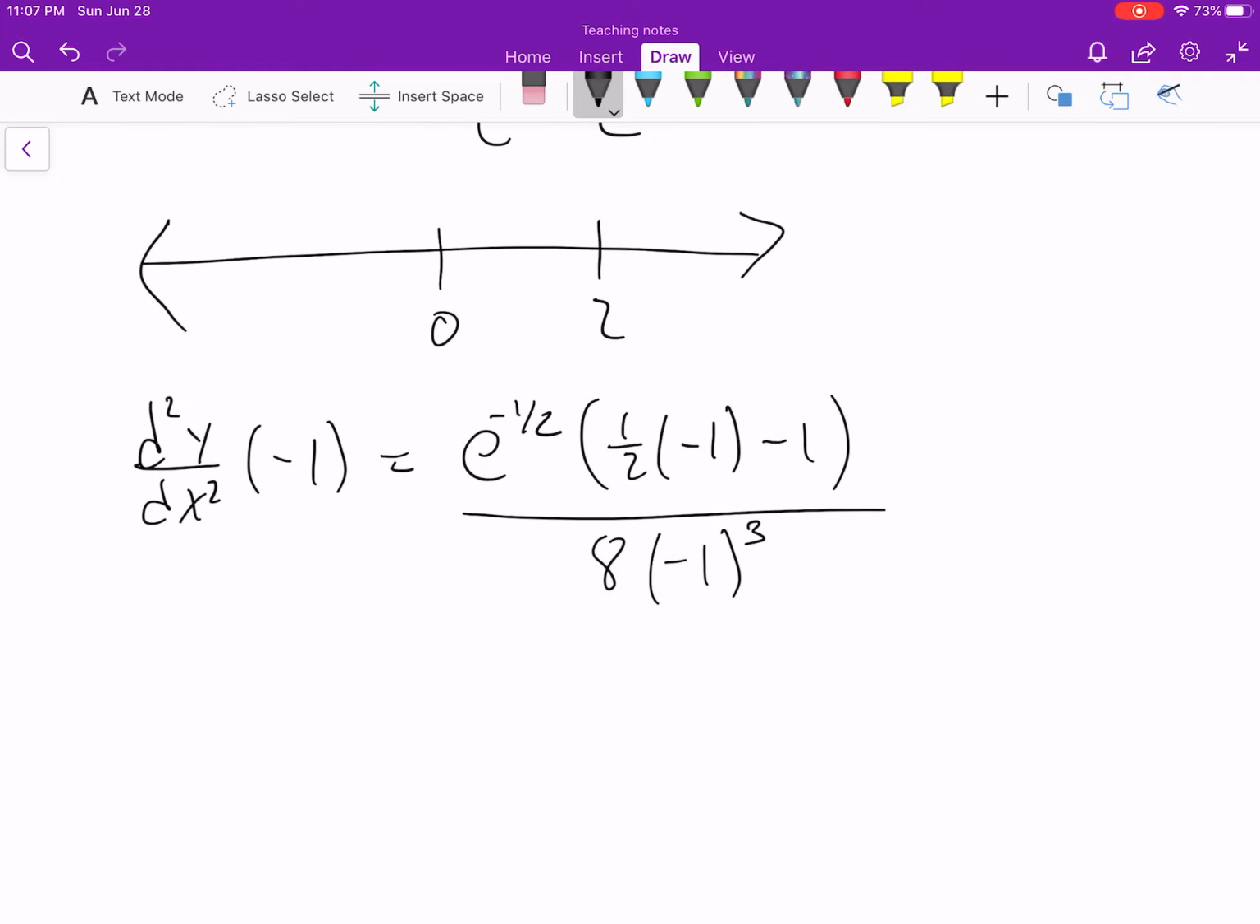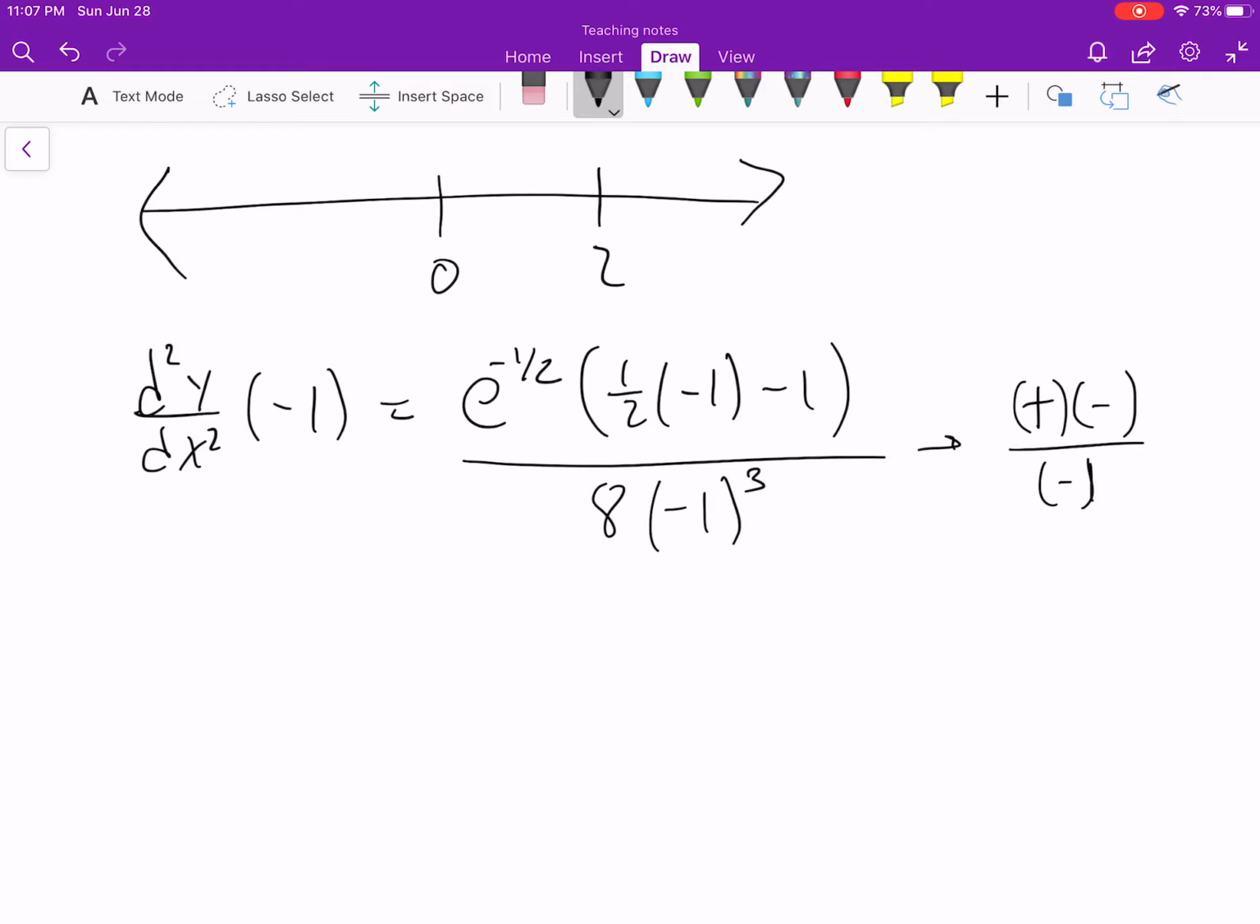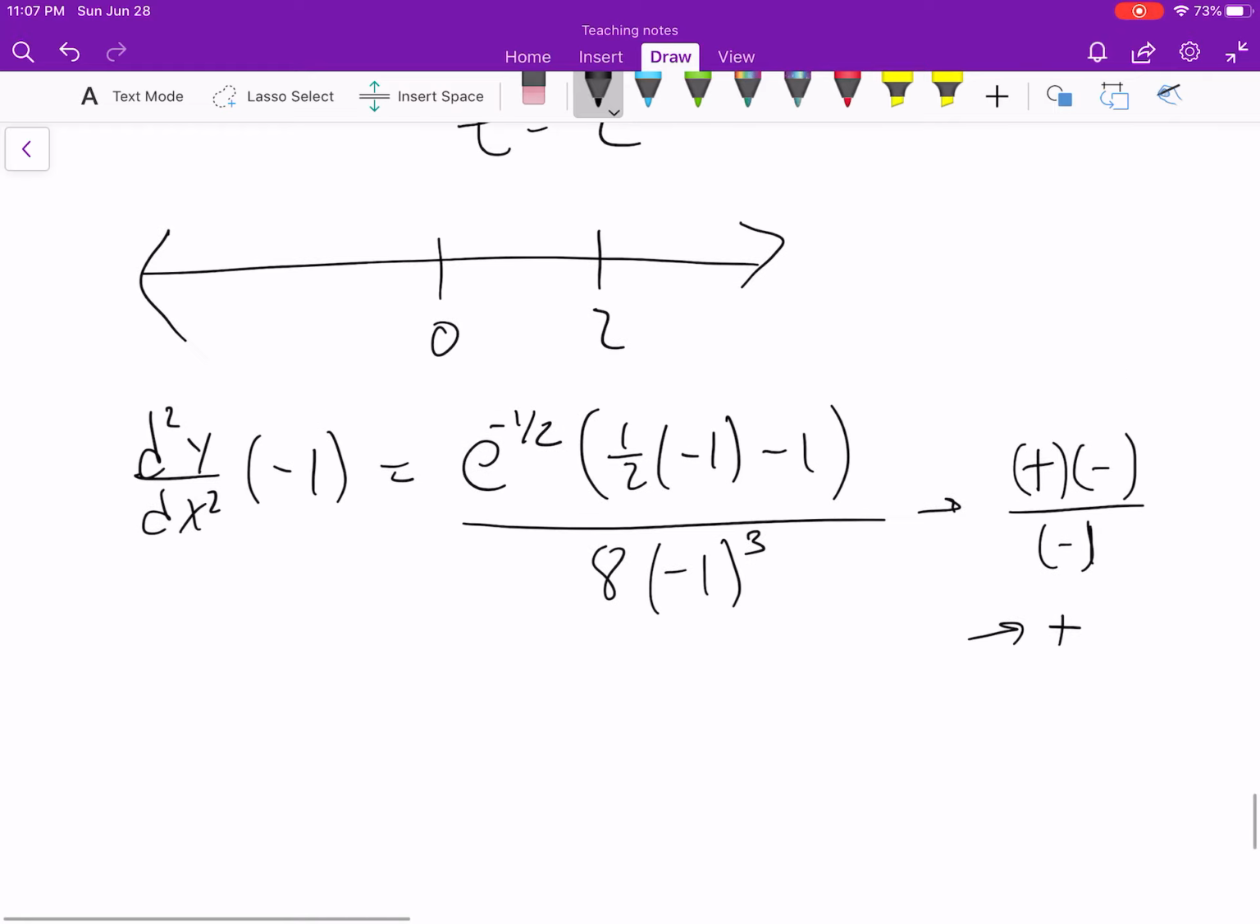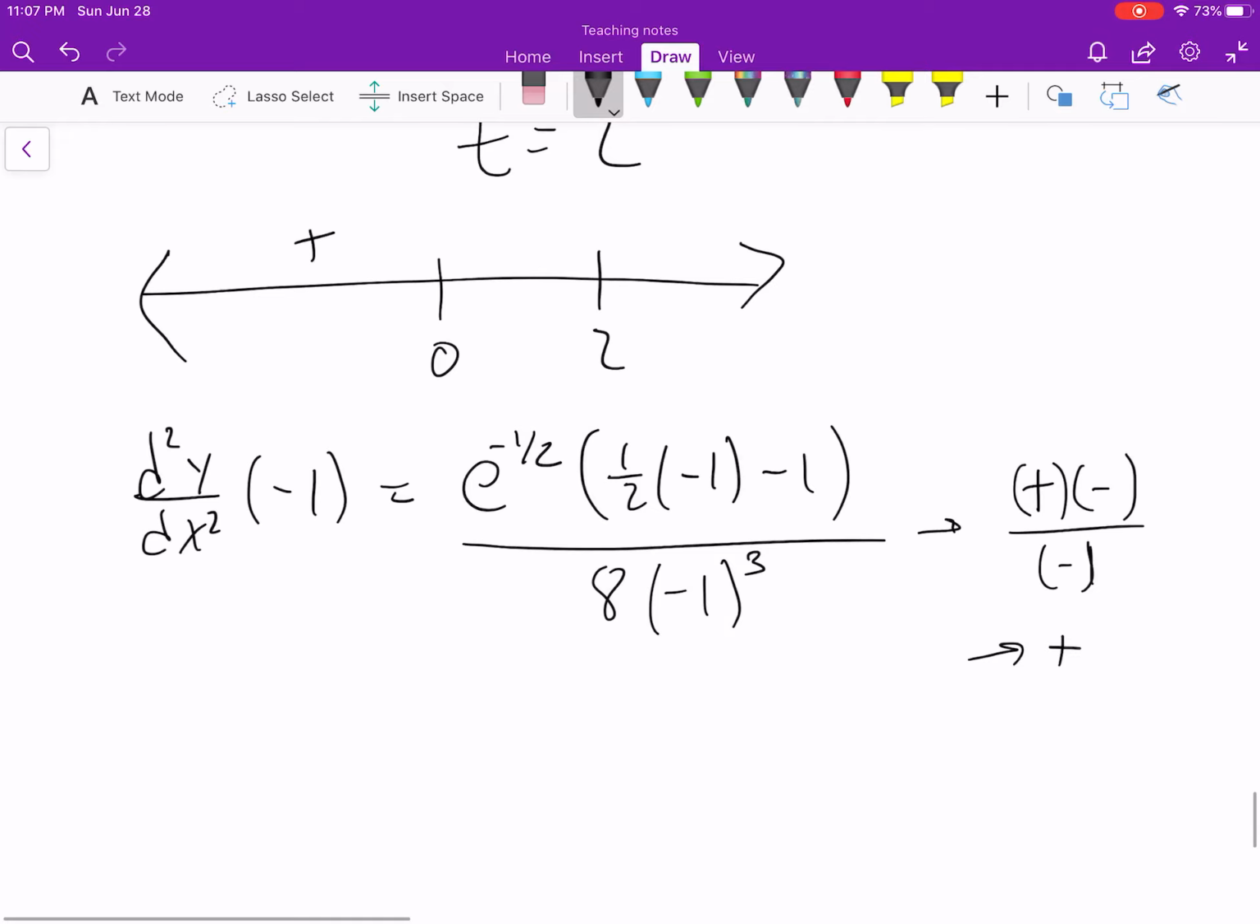So this first thing, e to the 1/2, is a positive number. And then I have -1/2 minus 1. That's going to be a negative number. And in the bottom I have -1 cubed times 8, so this is going to be a negative number. So I have two negatives and a positive. This is a positive thing. So this thing here is positive between -infinity and 0.